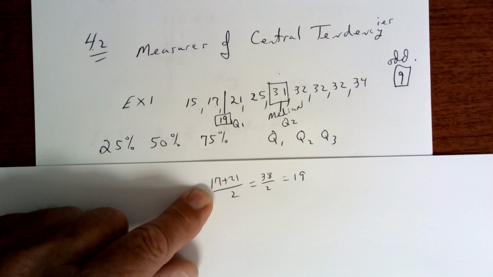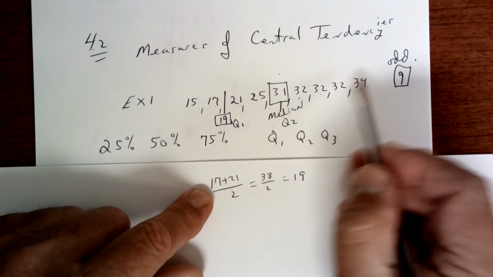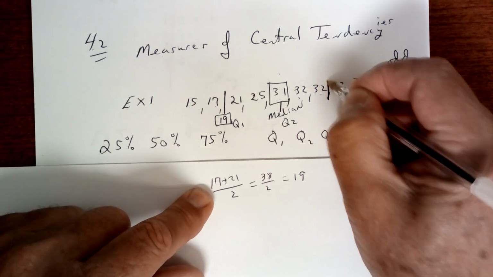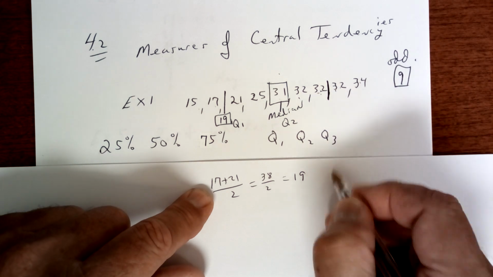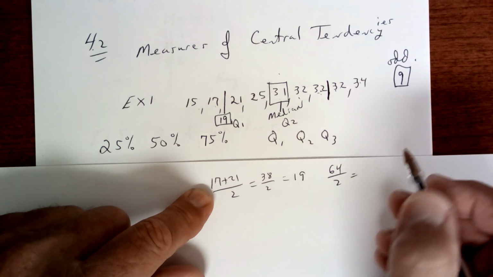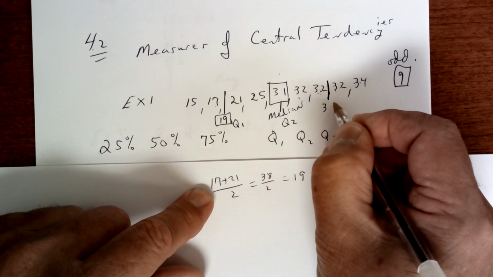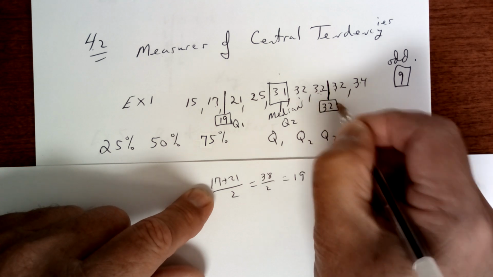And then up here you have 1, 2, 3, 4. There isn't one in the middle. So you add these two up, you get 64 divided by 2, which gives you 32. So 32 is considered to be quartile 3.